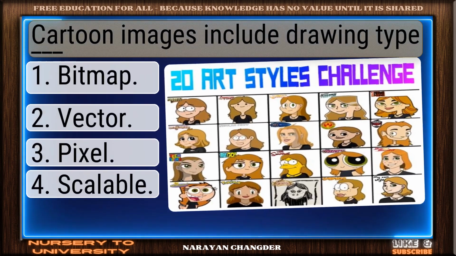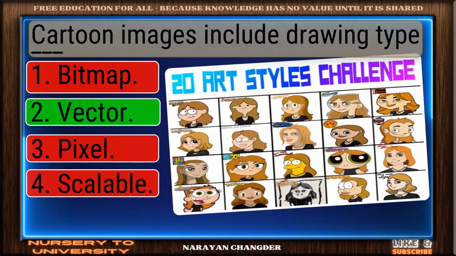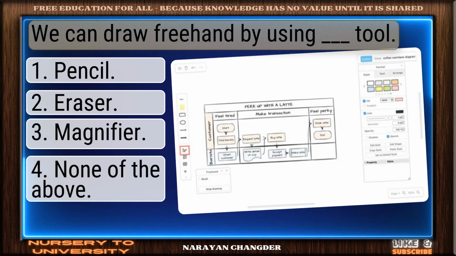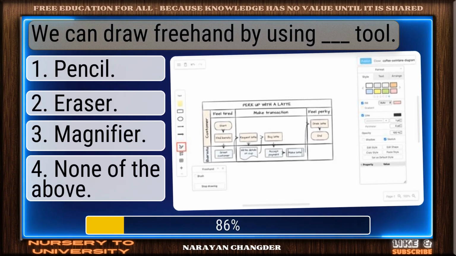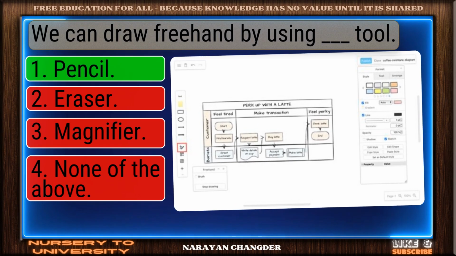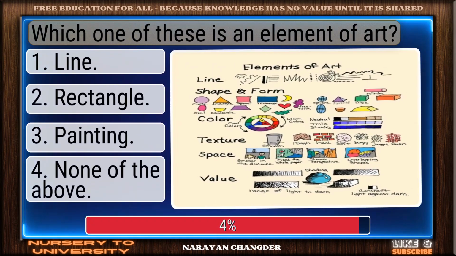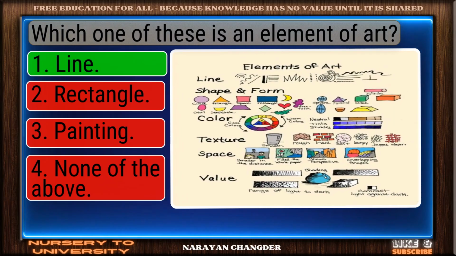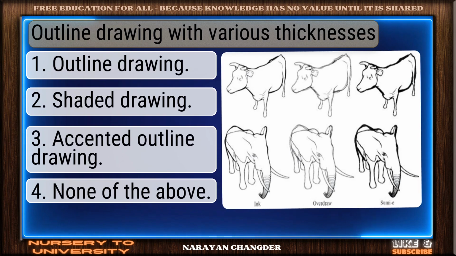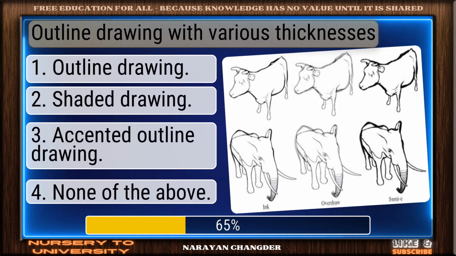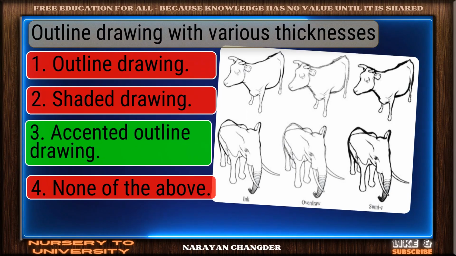Cartoon images include drawing type dash. Great job, vector is accurate. We can draw freehand by using dash tool. Clear logic. Pencil is sound. Which one of these is an element of art? On track, line is correct. Outline drawing with various thicknesses. Solid response. Accented outline drawing is valid.